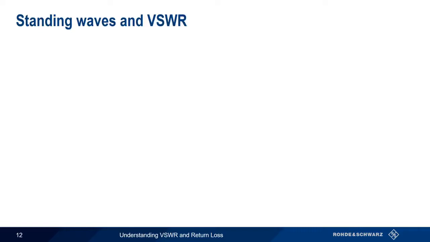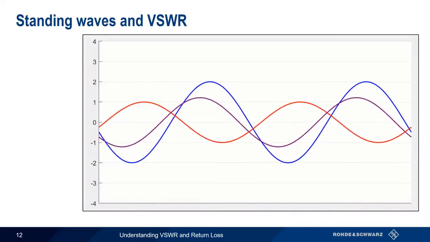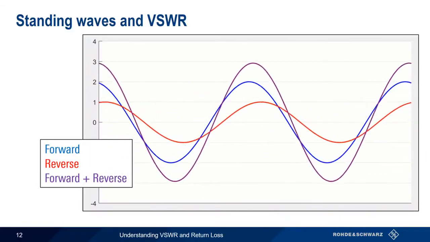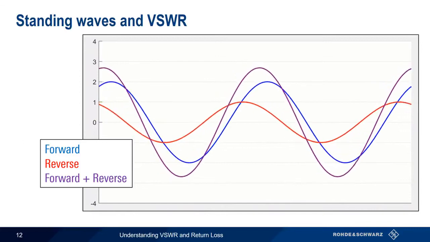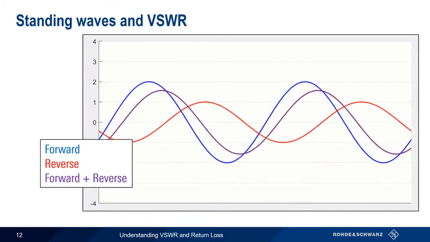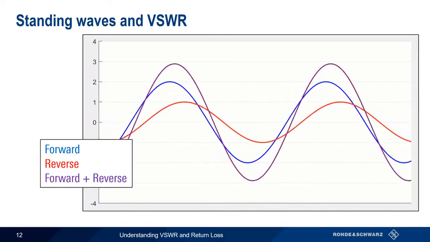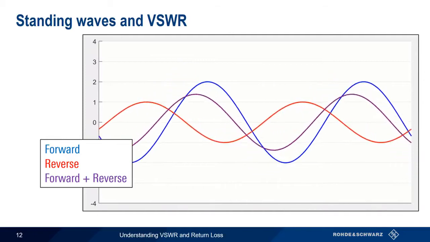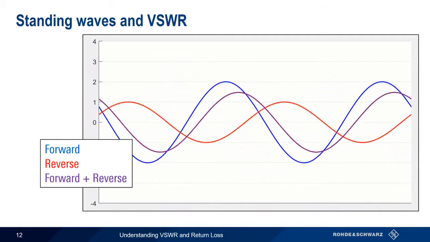The other quantity used to measure or quantify the level of reflected power, relative to the level of forward power, is something called VSWR, or voltage standing wave ratio. Here, the blue traces the forward wave voltage, the red traces the reflected wave voltage, and the purple traces the combined voltage on the line. Note that the amplitudes of the forward and reverse voltage remain constant, but the amplitude of the combined voltage trace, the purple trace, rises and falls over time, creating what's referred to as a standing wave.